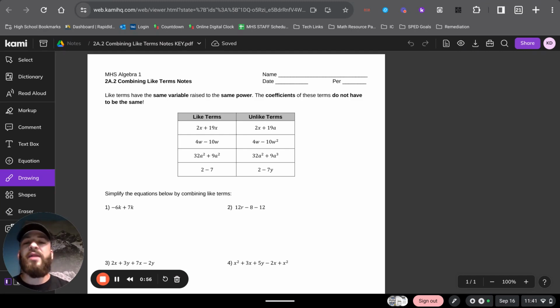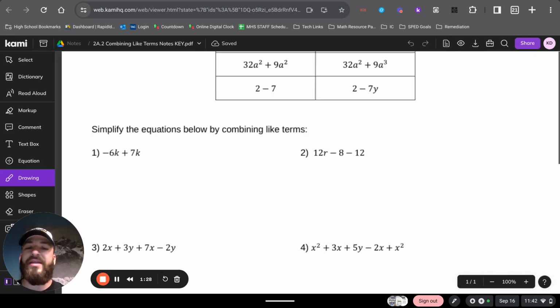Things that are going to make them unlike, of course, are if they have different variables, so 2x and 19a. If it's the same variable but different tiers of exponents, so 4w and 10w squared. Or then, of course, if I have a number and then a number with a variable, so 2 and -7y, those are not going to be like terms. So if they're not like, I cannot combine them and simplify them.